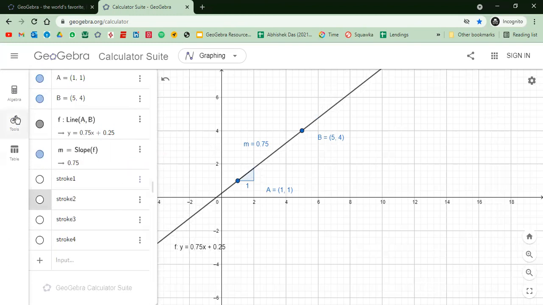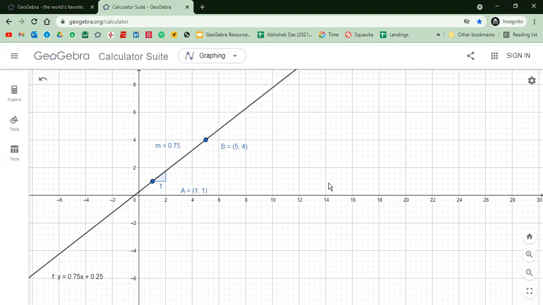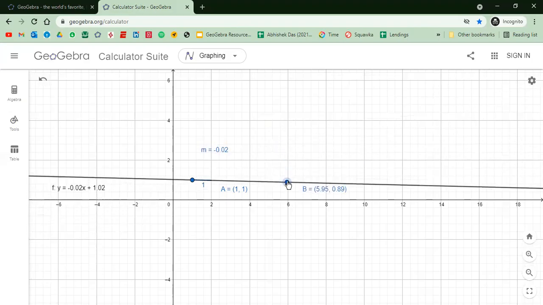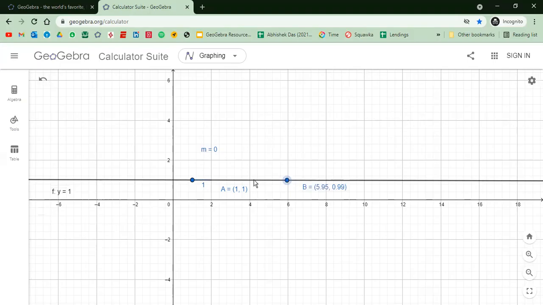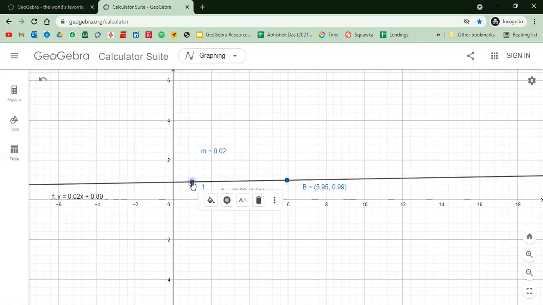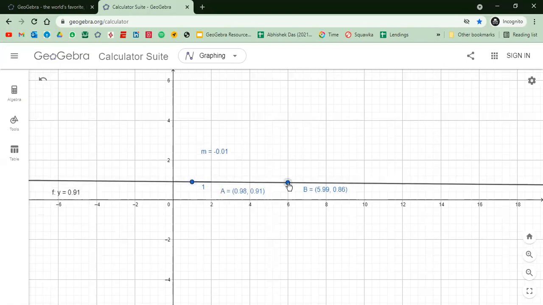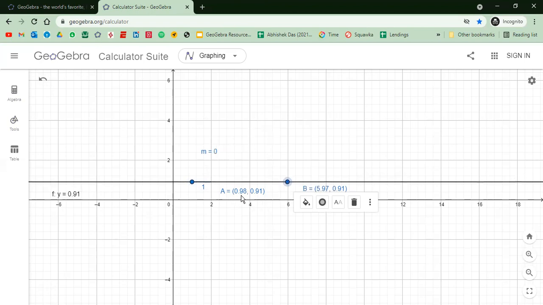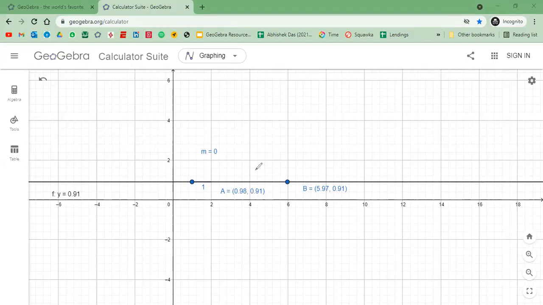Now, if we take a line which is parallel to the x-axis, here the slope is 0. Why is this slope 0? Notice the two points out here. Let's check what their coordinates are: 0.98 and 0.91, and 5.97 and 0.91. Now, what we are going to do is take the slope.